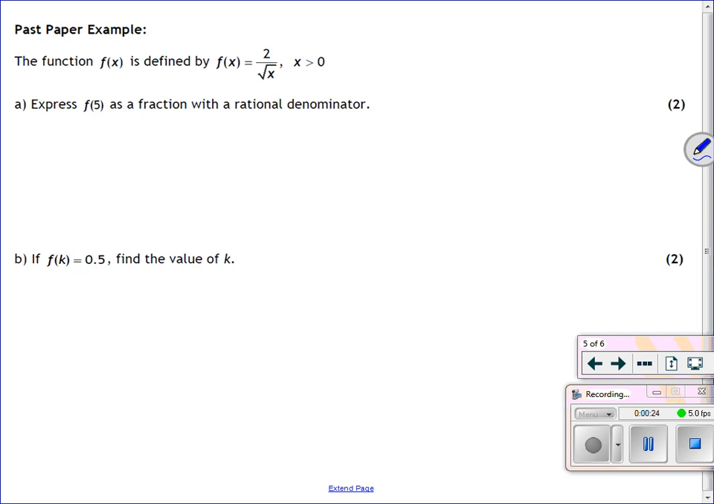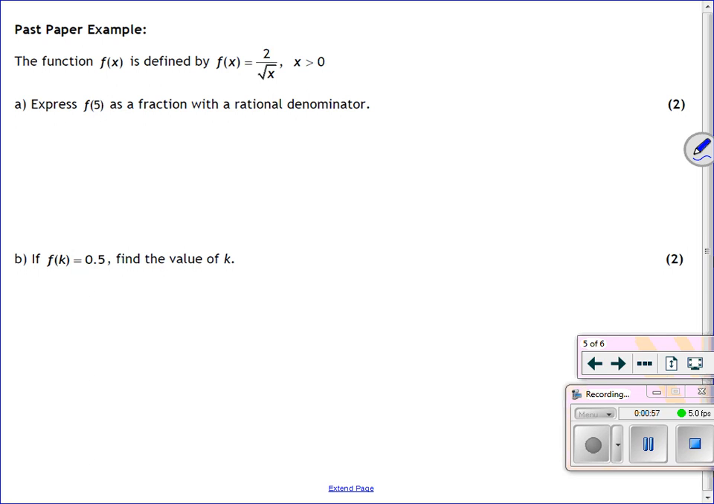It says here that the function f of x is defined by f of x is equal to 2 over root x. First thing we want to do is express f of 5 as a fraction with a rational denominator. So this is not just a test of your ability to work the functions, but it's actually getting you to think about your subs and how you write a fraction, or how you rationalise the denominator of a fraction.